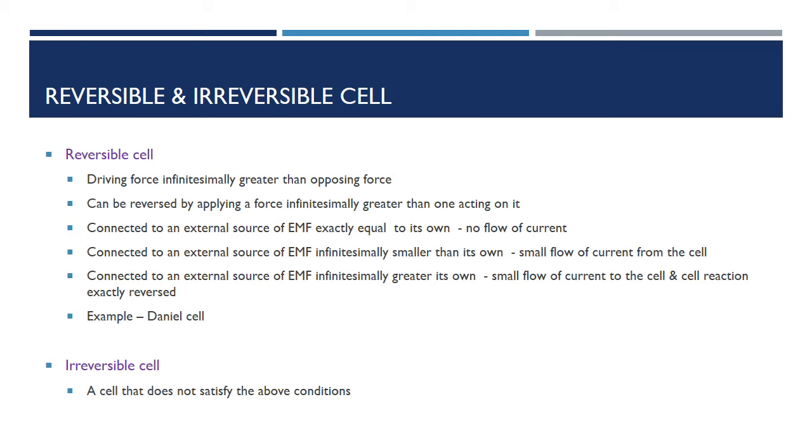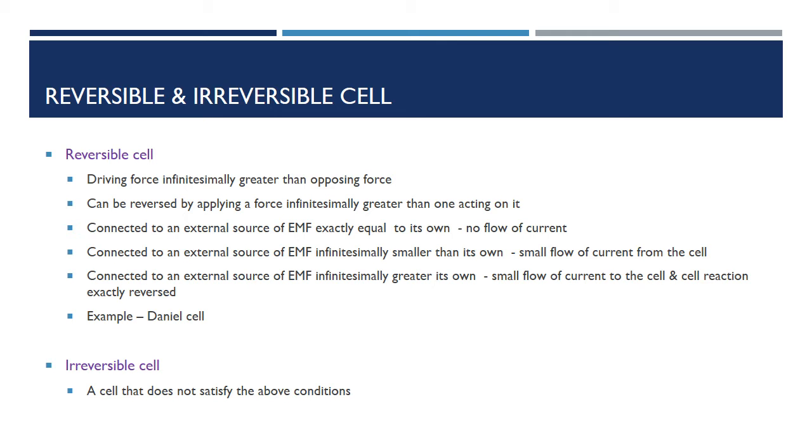Electrochemical cells can be of two types, reversible and irreversible cells. As the name indicates, in the case of a reversible cell, the driving force is infinitesimally greater than the opposing force, and hence it can be reversed by applying a force infinitesimally greater than the one acting on it.